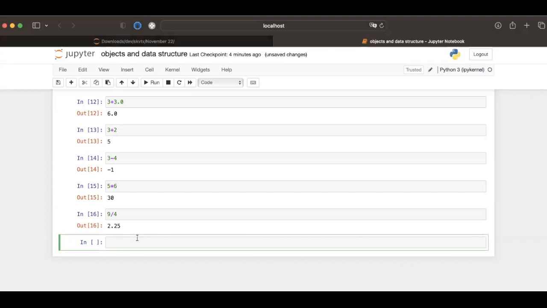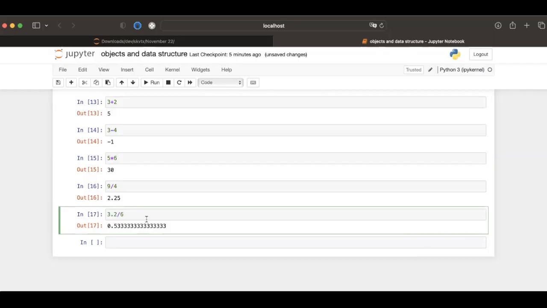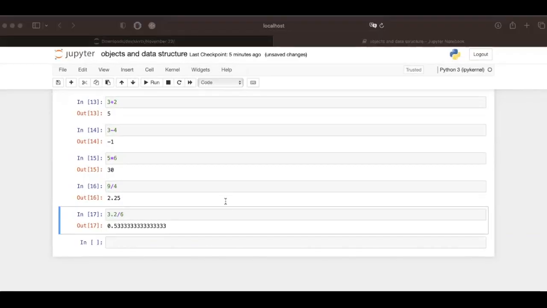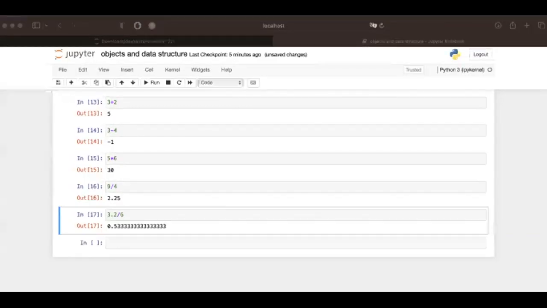And there we have 3.2 divided by 6. So you can have all those different things: summation, division, subtraction. There are a couple of other types of operators I'll talk about.